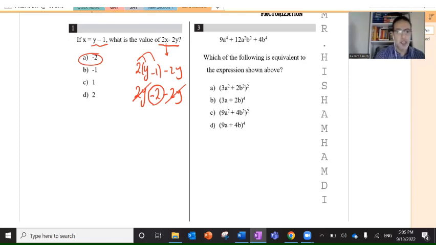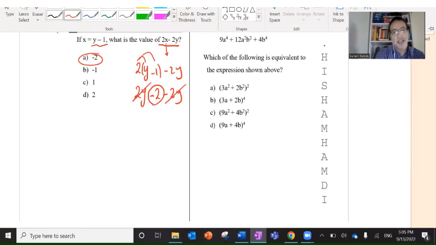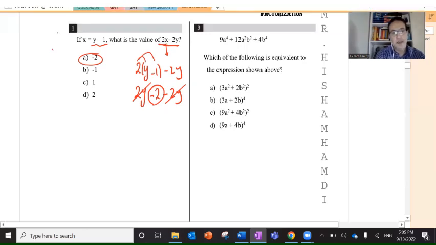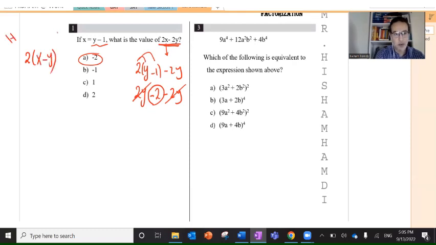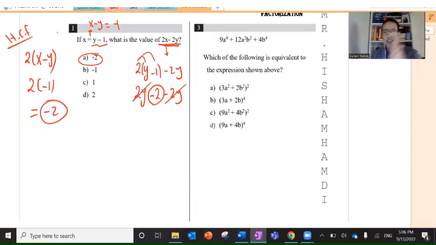Where is the factorization here? The factorization here: one of the students may think that 2x minus 2y, by taking 2 as the highest common factor, is 2 times (x minus y). And I know from this equation that x minus y is equal to negative 1. So it's 2 multiplied by negative 1, which is equal to negative 2. So you can solve it by replacement, or you can solve it by the highest common factor. Let's go to number 3.